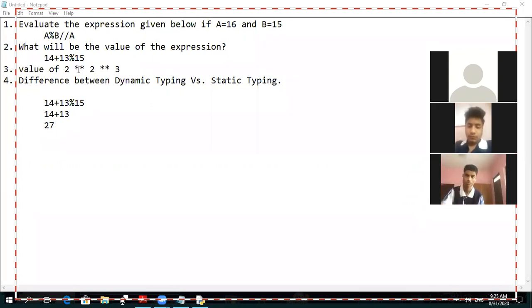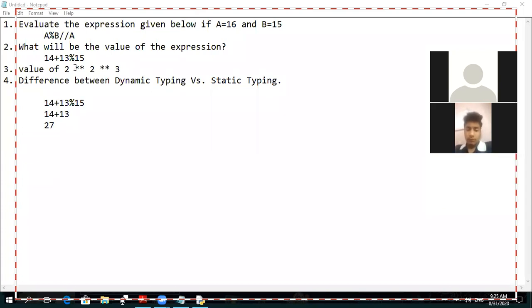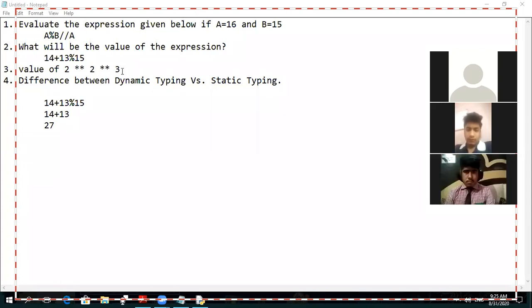2. This sign is called exponent sign. Exponent means power. 2 to the power 2 to the power 3.